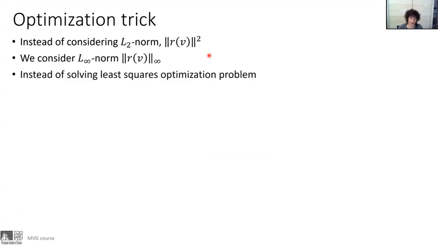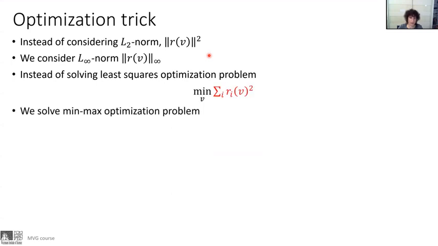And actually, instead of solving the least square optimization problem, we are going to solve something else, which is called the min-max optimization problem, because what is the L infinity norm of r? It is exactly the max over r_i, over all the residuals, and I'm going to minimize the maximal residual.